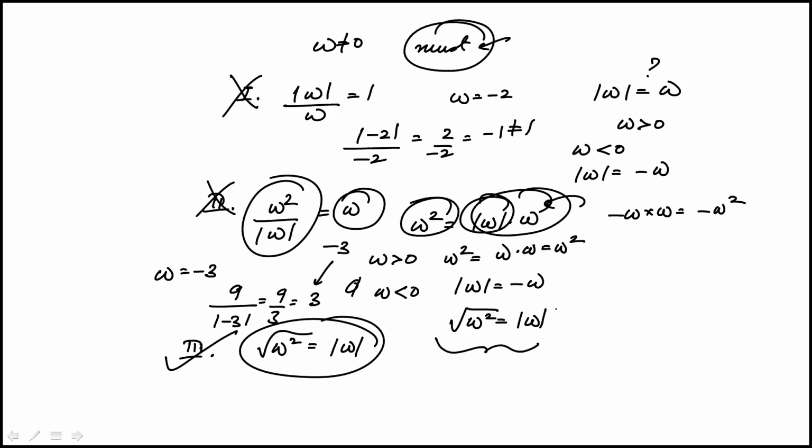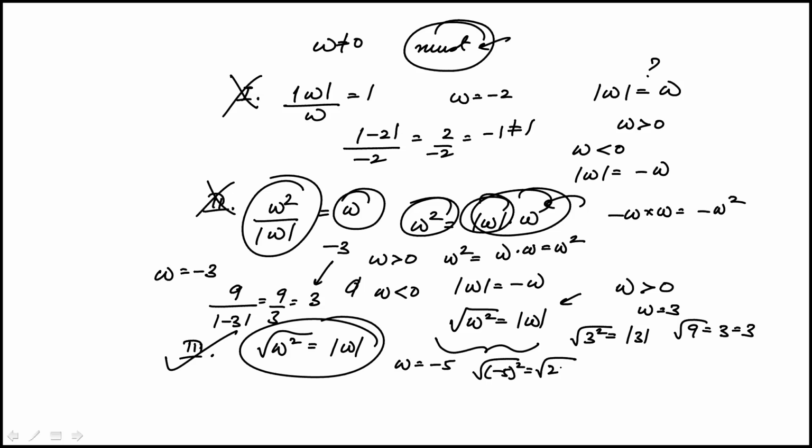And the reason for that is you can think in terms of numbers too. If W is positive, you can try numbers here. For example, 3 squared, absolute value 3. Okay, that one works. If W is minus 5, let's say, so it would be minus 5 squared, square root of 25.